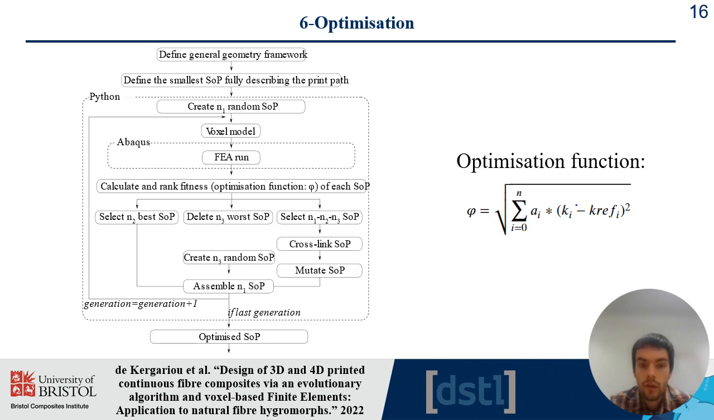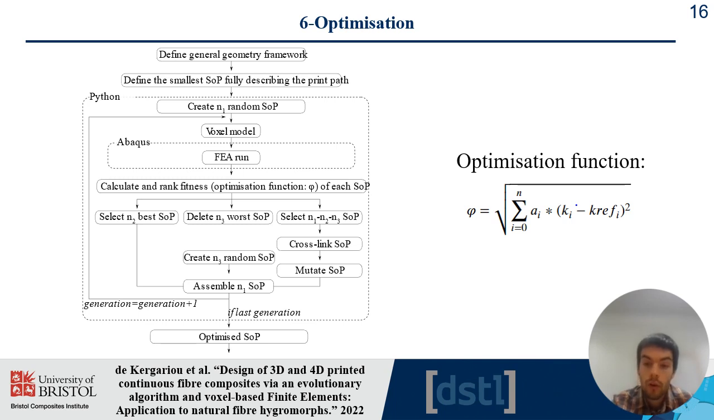So this goes in different steps. The first one is to define the general geometry of the structures. For instance, it's the leaf that we've been discussing in this presentation, the one inspired by veins and then the perpendicular layers. Then we defined the SOPs, where SOP stands for set of parameters, which fully describe the printing path. And then we create N1 random SOPs. Basically, it's a set of different SOPs which are going to be used in the optimization of the structures.